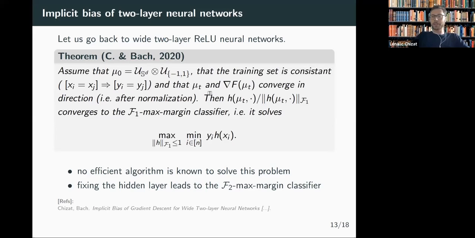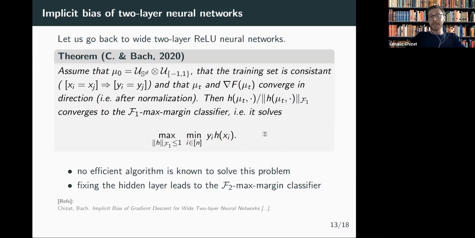But if we make those assumptions, then we can show that the predictor that is learned by the neural network, at least during the training dynamics, the normalized predictor will converge to a F1 max margin classifier, which means that over all predictors with F1 norm smaller than 1, it should be the one with the largest confidence in its prediction. What's interesting here is that there is no efficient algorithm that is known to solve this problem, but again, that's something that our two-layer ReLU neural network is doing.